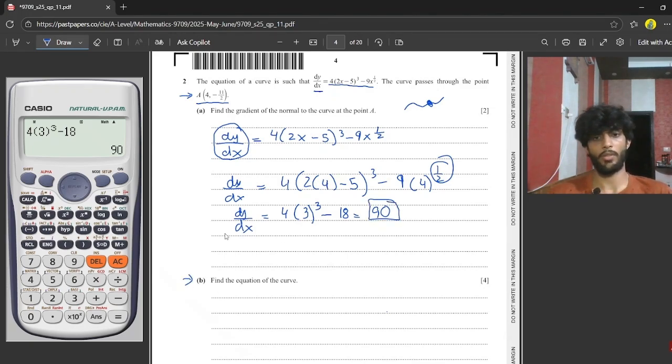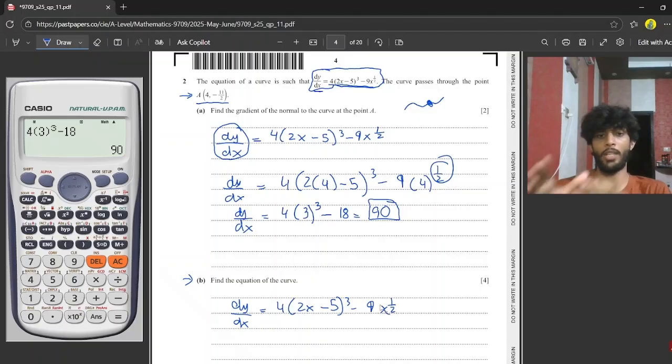In part B, we're supposed to find the equation of the curve. How do we do that? Well, when you have the derivative equation for a curve, you can integrate that. Integration reverses the differentiation, and it gives you the original equation for the curve, right? So what we're going to do is we are going to have our dy by dx equals 4 times (2x minus 5) raised to the power 3 minus 9x raised to the power 1 by 2. And now we need to integrate both sides.